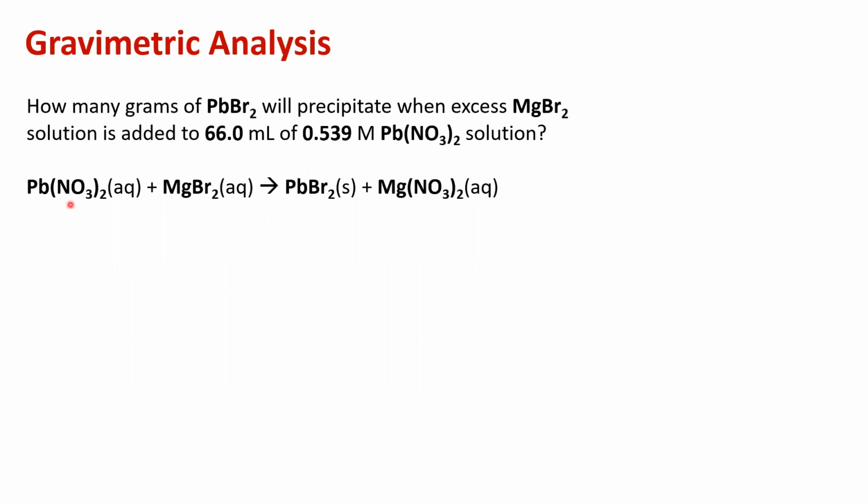So in our heads, we say to ourselves, well, if I know the volume and I know the molarity, I can figure out the moles. Well, if I know the moles of lead nitrate and I have excess magnesium bromide, that just means all the lead nitrate reacts. So if I know how much lead nitrate reacts, I can use my stoichiometry to find out how much lead bromide is going to precipitate. It's an applied stoichiometry problem.